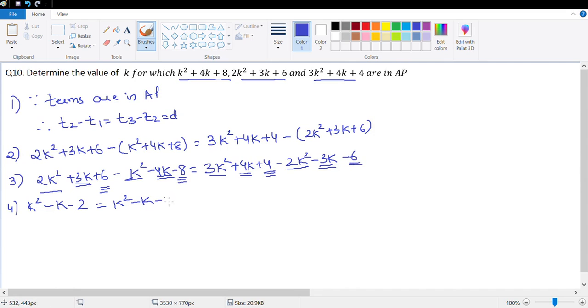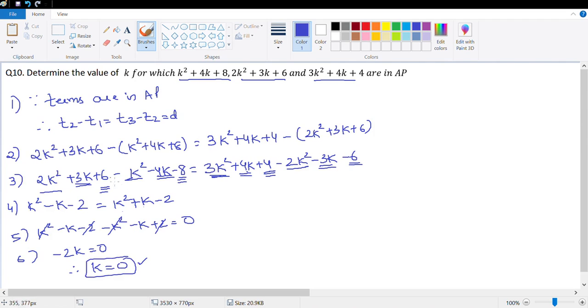Is that correct? No, 4k minus 3k is plus k, not minus k. Let's reconfirm. 3k square minus 2k square, that's k square. 4k minus 3k, that's plus k. And 4 minus 6, that's negative 2. Let's bring everything on one side. So k square minus k minus 2 minus k square minus k plus 2 is equal to 0. k square and k square get cancelled. Minus 2 and plus 2 get cancelled. This gives us negative 2k is equal to 0. Therefore, k is equal to 0. So, for k equal to 0, these three terms will be in AP.